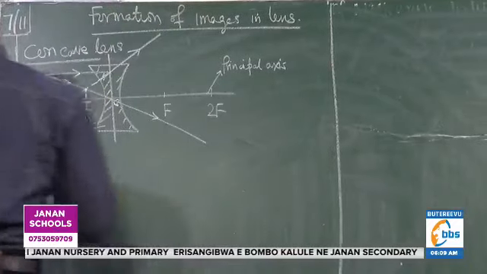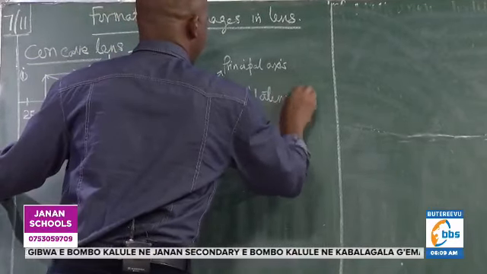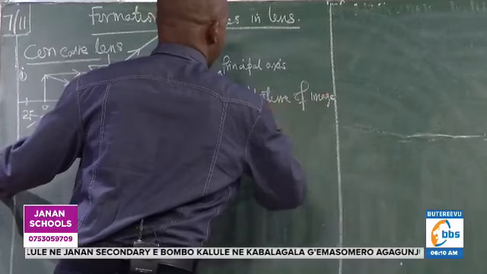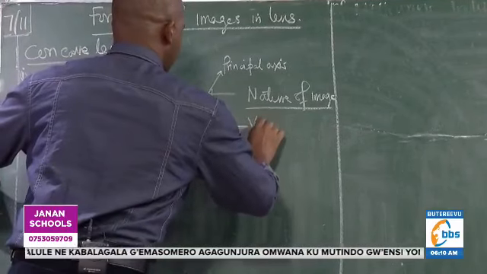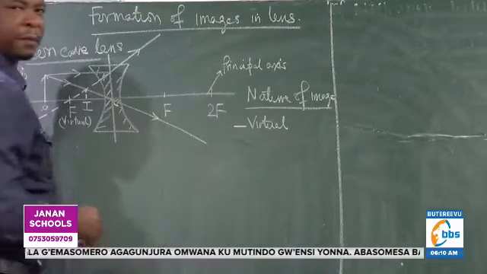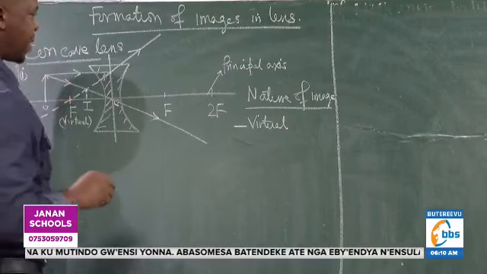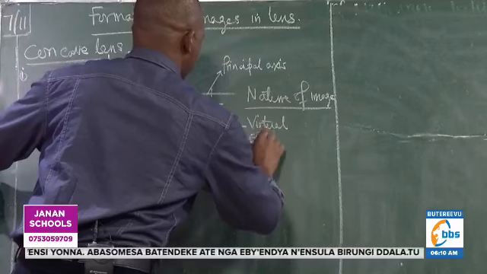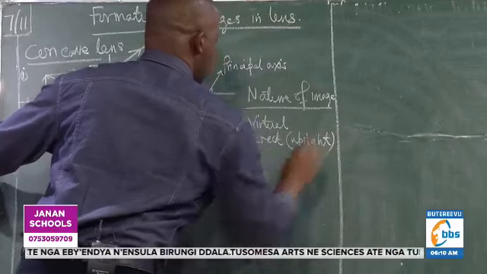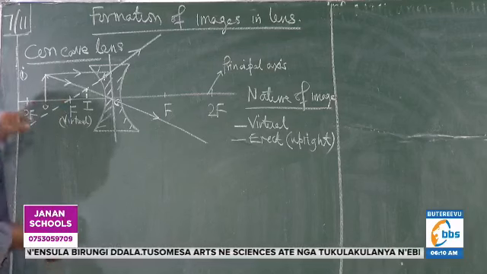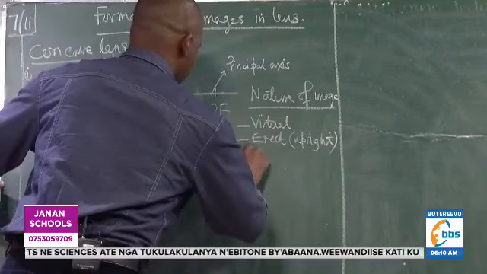Now, the nature of the image is summarized. One, it is a virtual image. I will be reminding learners following this lesson what virtual images are, much as I talked about it when we were looking at curved mirrors. The image is also erect or upright. Either of these two words could be used to describe the image. The image is diminished. If you look at the size of the object and the size of the image, you notice it is smaller in size. We use the word diminished.